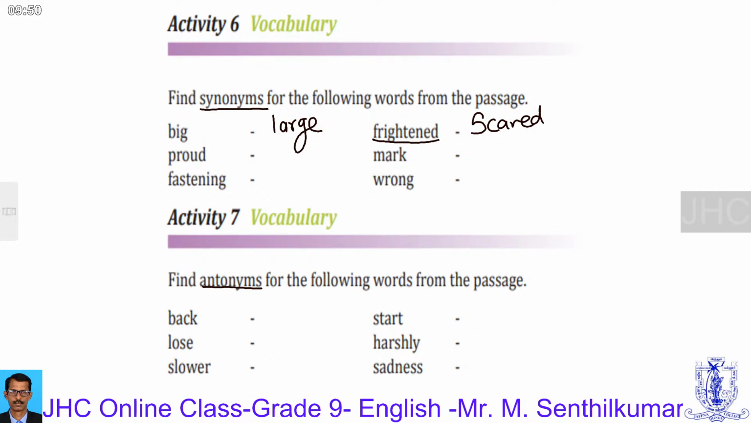Like this, you are going to do it. This is your activity. You are going to do it in your English exercise book, you have to complete these activities. Proud, arrogant. Fastening, fastening the number. What do you mean by fastening? Fastening, pinning. Mark, pardon?